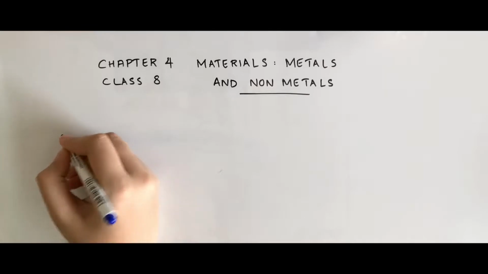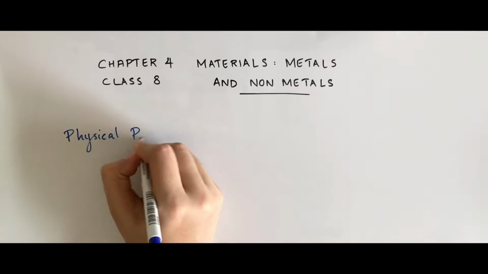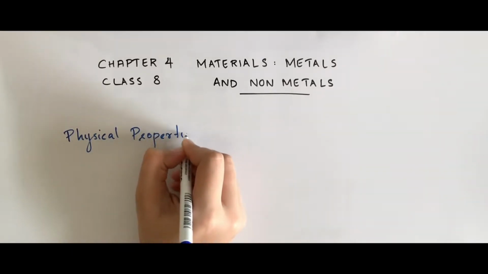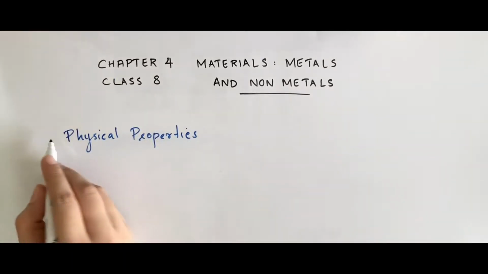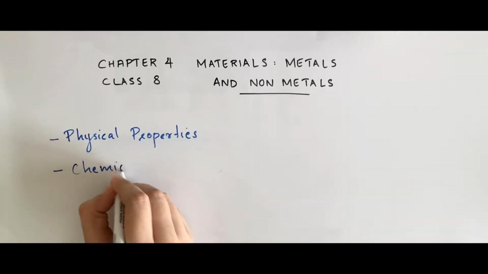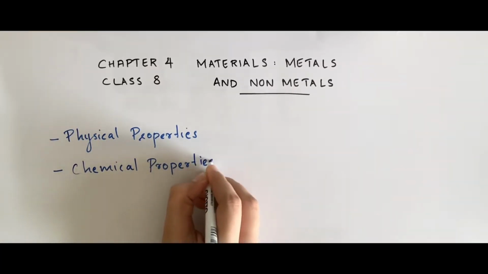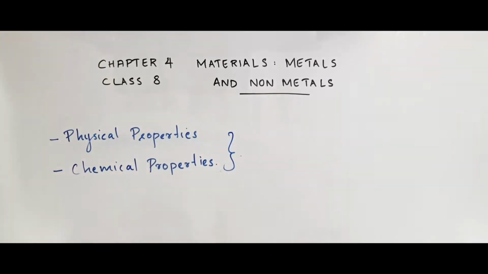First will be physical properties of metals and non-metals. We'll be dealing with both. And the second one is chemical properties. So in this chapter, we are going to deal with both of these, physical properties and chemical properties of metals and non-metals. We will see their properties, and also we'll do some exercises at the last. Okay, so let us begin the chapter.